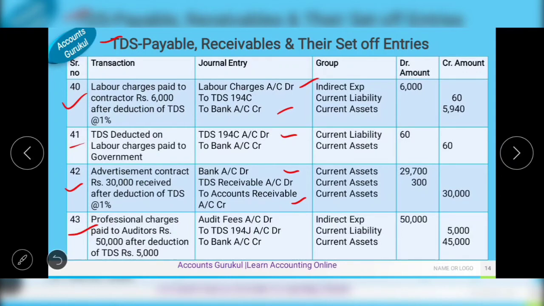Then the next is professional charges paid to auditors rupees 50,000 after deduction of TDS rupees 5,000. So professional charges हमने auditor को paid किए हैं, TDS deduction करके. So the audit fees account debit, that's indirect expenses of 50,000, to TDS under section 194J, that's 5,000, 10% on this 50,000, and to bank account, that's a credit of rupees 45,000. So when we are booking the invoice and doing the payment, then this entry we have to take into consideration.